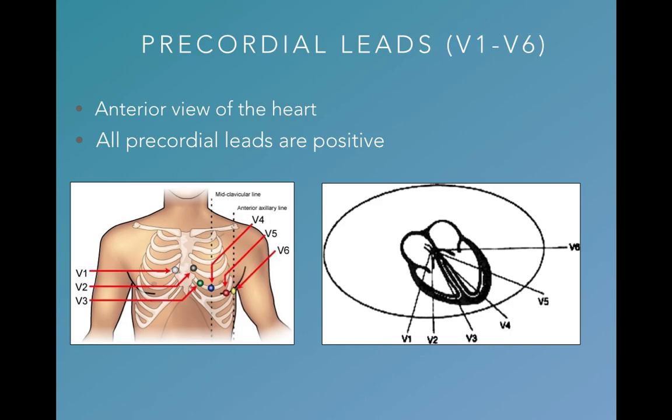Okay, so now for the precordial leads, which are V1 through V6, these show an anterior view of the heart, like I said, wrapping around from the right side of the sternum kind of over to the left axilla. And you can see a good example of where the leads are placed on the left and kind of where they are aiming at on the picture of the right. And notice that all of the angles are going straight towards where the AV node is.